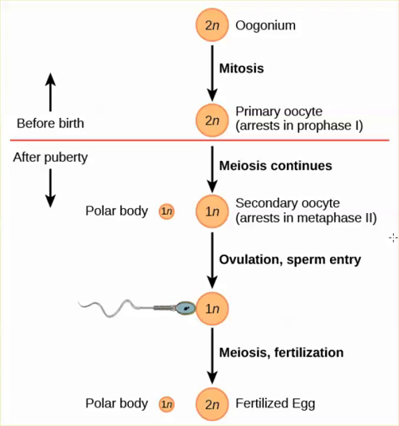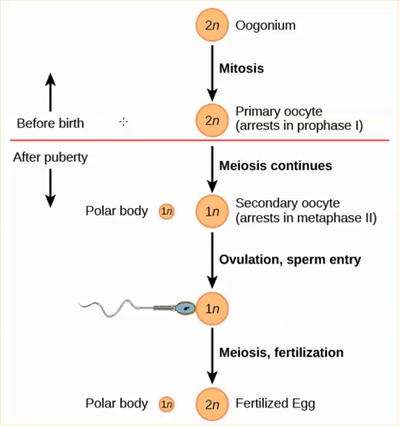Let's take a look at the process of meiosis in the female. Prior to birth, the female cells that are destined to undergo meiosis will go through mitosis to produce millions of what are called primary oocytes. Now, before birth, meiosis will begin in these primary oocytes, and that is in contrast to males.